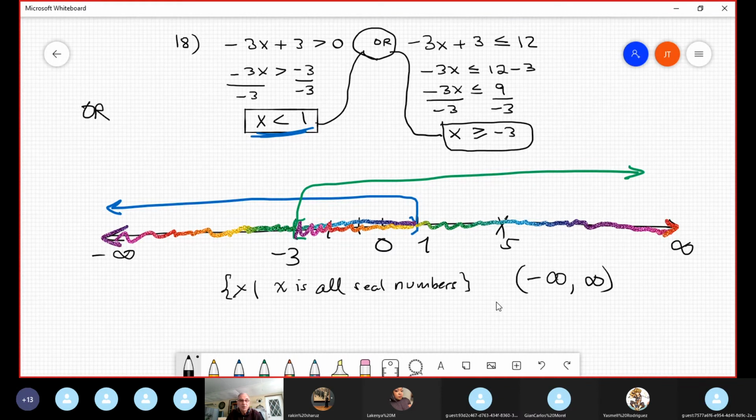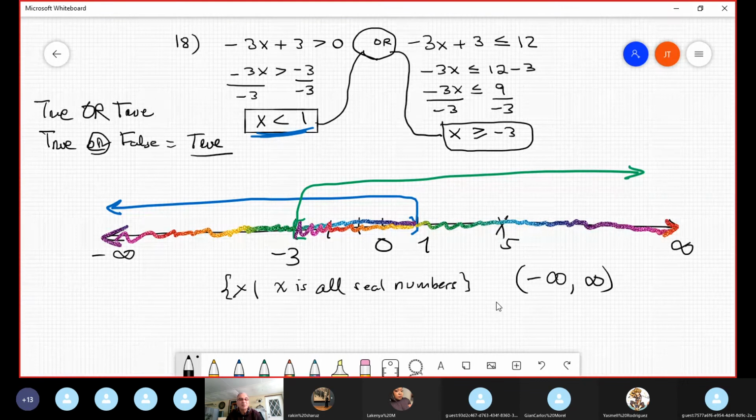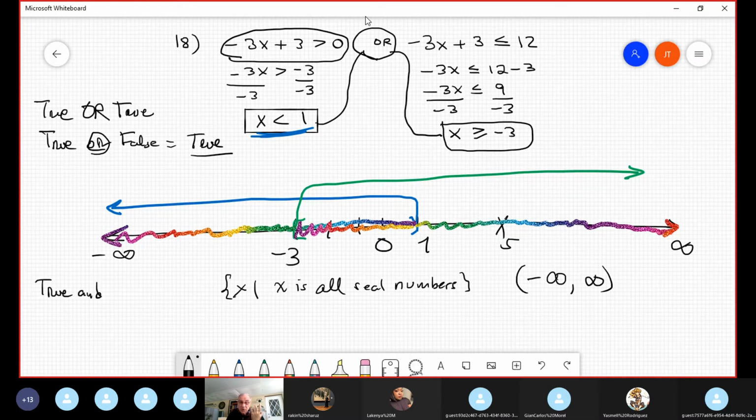Or, for example, you have a true statement here and a true statement, it is true. But if you have a true statement or a false statement, it is also true. Or is very, very flexible. At least one statement is true. One inequality is true for the total compound or inequality to be true. And and is super picky. True and true, it's obviously true.